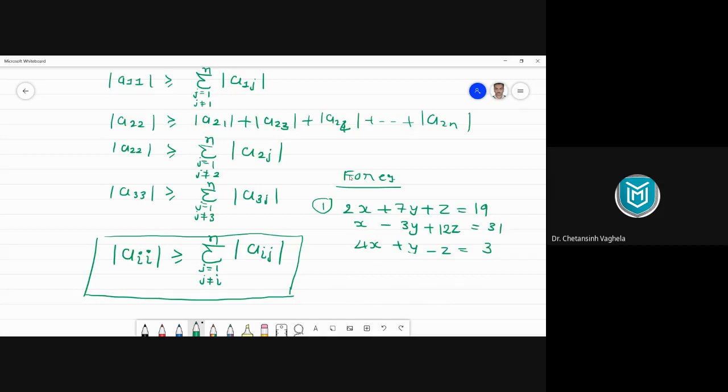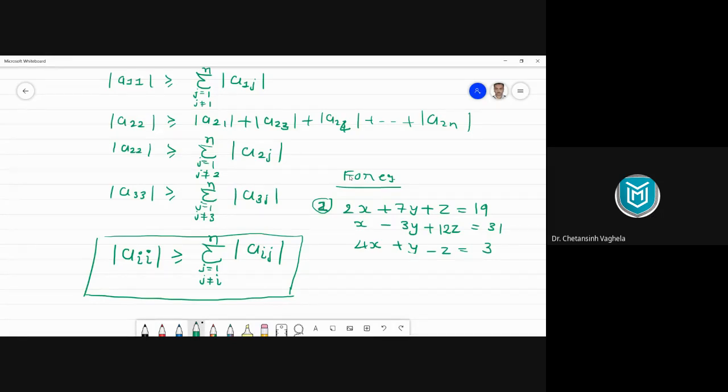Now, as you can see, what is the largest value in the first equation? It is 7, right? So in which equation is the second value the diagonal entry? It is in the second equation, right? So what we can do, we can make this equation the second equation because the second entry is the highest value.